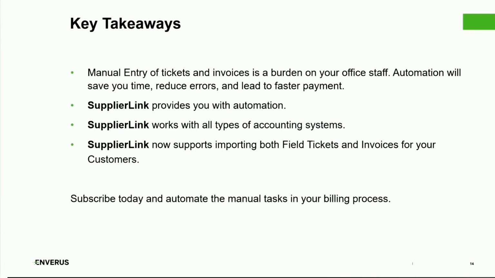Let's wrap up with a few key takeaways. Manual tasks and inefficient processes are bad for business. Issues include delayed approval times, errors, and slow payments. Automation is the answer, and SupplierLink automates the submission of your invoices and now field tickets from your accounting system into OpenInvoice, saving you time and getting you paid faster.